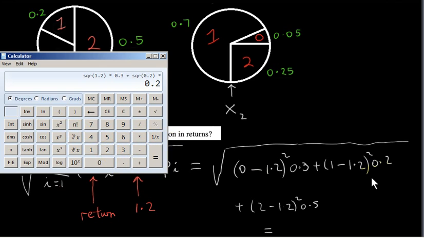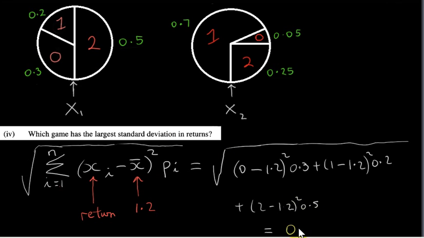times the probability, which is 0.2. Here we have 2 minus 1.2. That's 0.8 squared. We get 0.76, we get the square root of that number, put it to the power of a half. And to 2 decimal places we get 0.87.